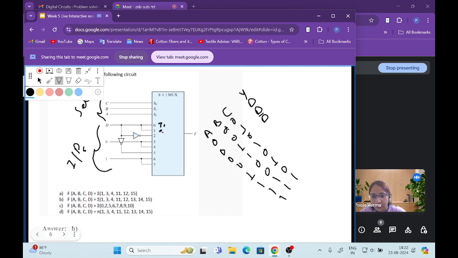And again for 3 and 4 both, the inputs are 0, so we have to write 0, and for 5 it is D again, and for 6 and 7 the inputs are 1. Okay, so we have made a truth table.